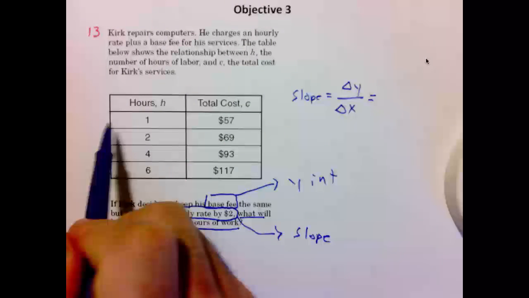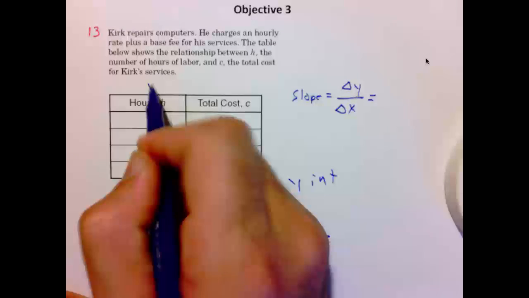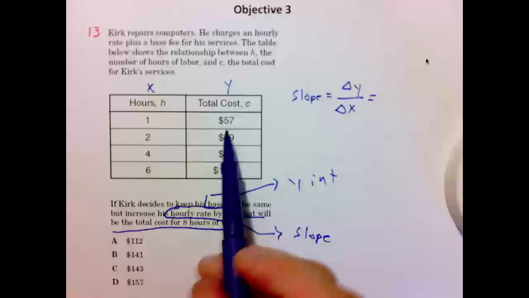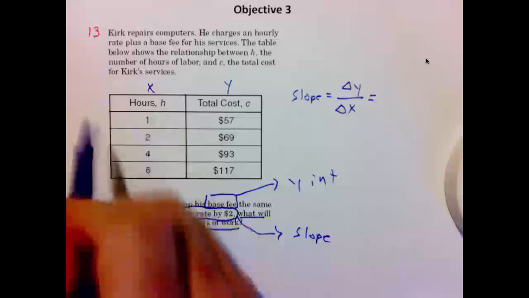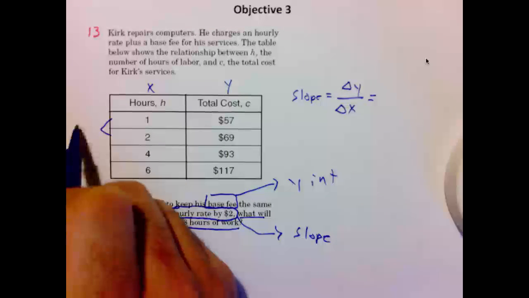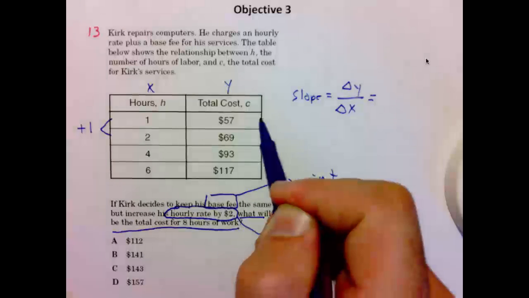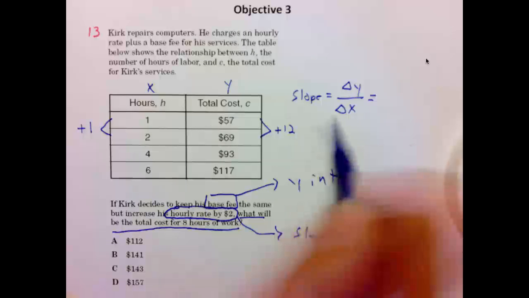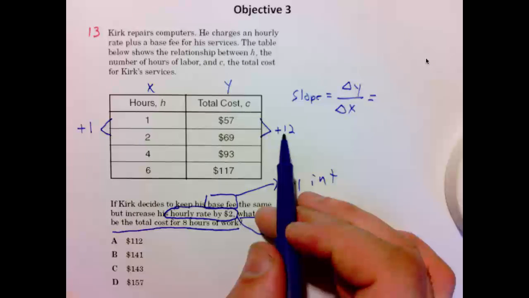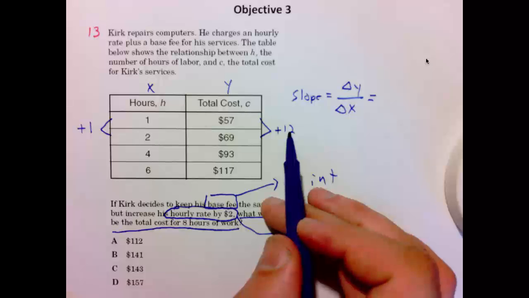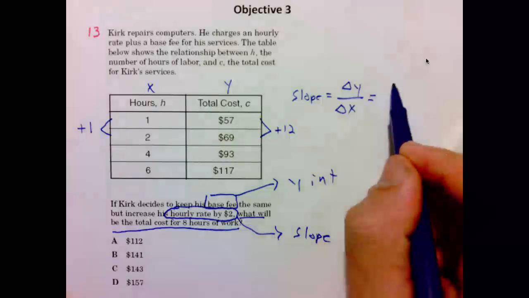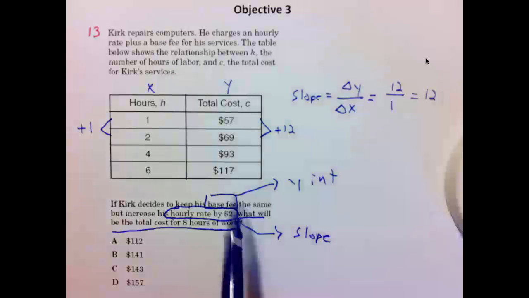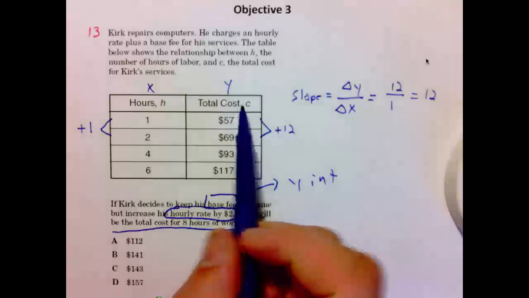Alright, let's find, in this case, our inputs are hours, our output is our cost. From 1 to 2 here, we have a change of 1. From 57 to 69, we have a change of 12. So, we can see our slope. Change in y, 12 over change in x, 1. This is 12 over 1. The slope is 12. That is, Kurt is charging $12 per hour.